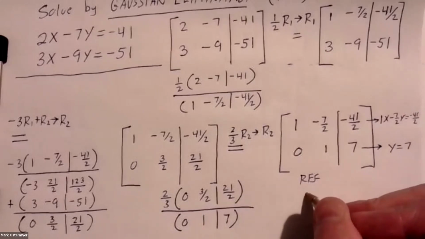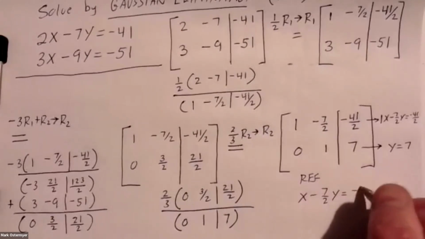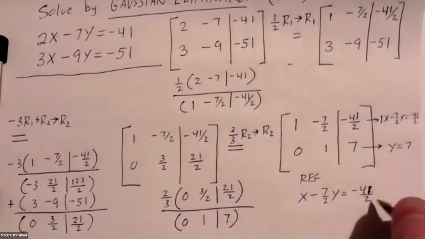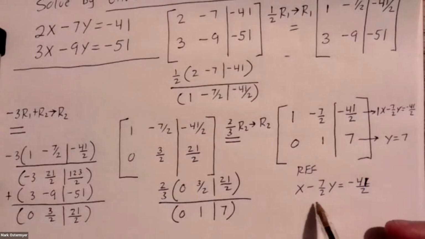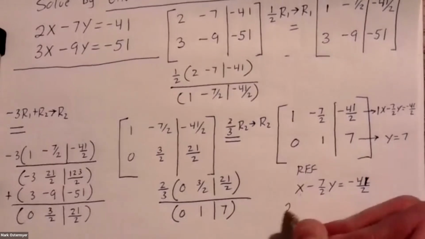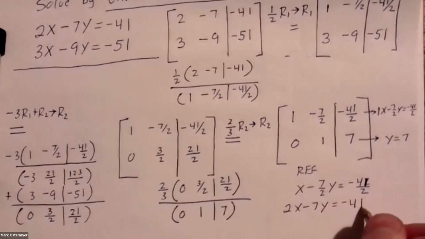I'm going to write that equation down here. x minus 7 halves y equals negative 41 halves. Okay, I would multiply both sides of the equation to clear out the fractions. So you multiply everything by 2, and you'd have 2x minus 7y is equal to negative 41.